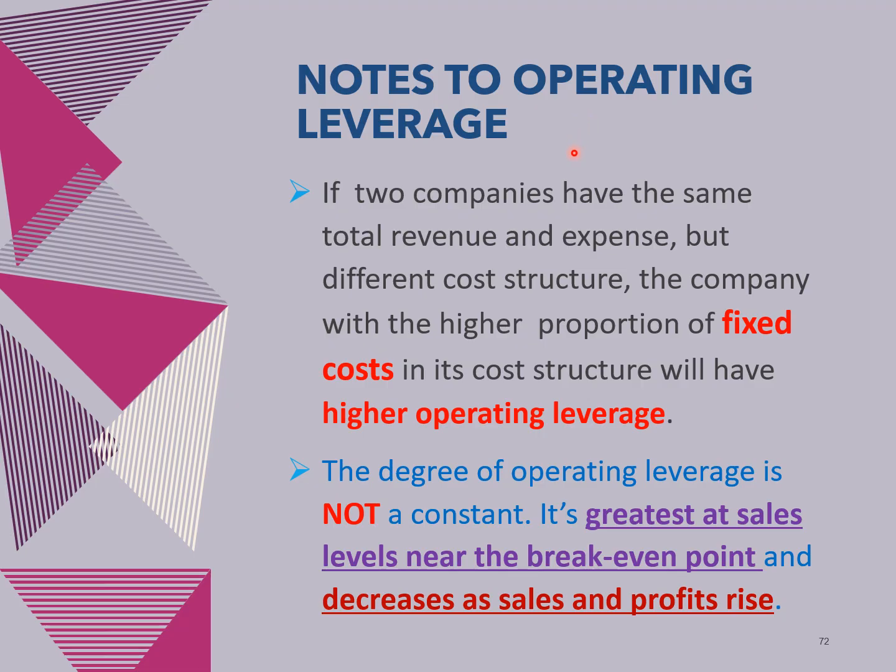Here are 2 notes on operating leverage. The first one is that if 2 companies have the same total revenue and expense, but different cost structure, the company with the higher proportion of fixed costs in its cost structure will have higher operating leverage. The second one is that the degree of operating leverage is not a constant. It's greatest at sales levels near the break-even point and decreases as sales and profit rise.